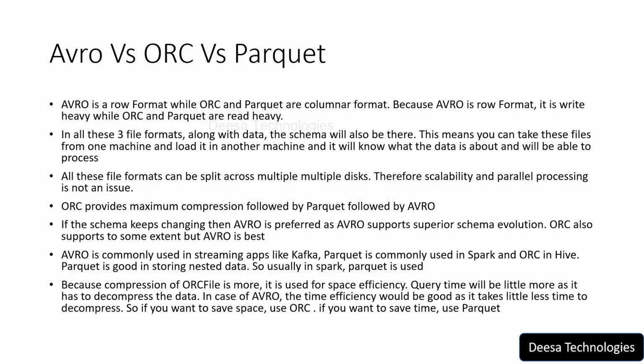Because the compression of ORC is higher, it is used for space efficiency. If you want to save space and compress as much as possible, you use the ORC file. Query time will be a little bit more because it has to first decompress the data before showing it on the screen. So if query time is not an issue, if you are okay with that lag, then you can go with the ORC file format. But in the case of Avro, the time efficiency would be good. It takes less time to decompress. But if you want to save space, as I mentioned, you use ORC.